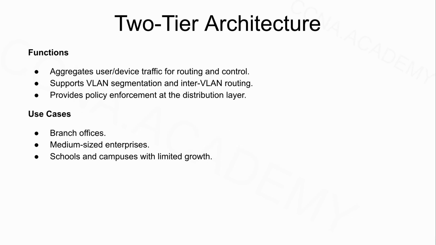In operation, the two-tier design connects users through access switches and forwards aggregated traffic to the distribution layer for policy decisions and routing. Common use cases include branch offices, schools, and mid-size enterprises, where simplicity, lower cost, and easier management outweigh the need for high scalability.